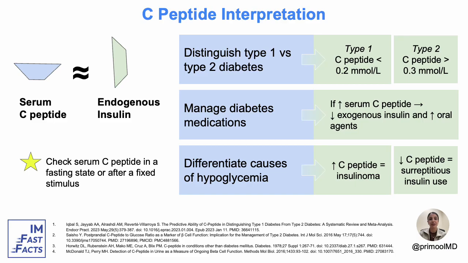And one last pearl before you go off ordering C-peptides on your patients. Hyperglycemia itself can cause elevated C-peptide levels, so C-peptide is best interpreted in a fasting state or after a fixed stimulus.